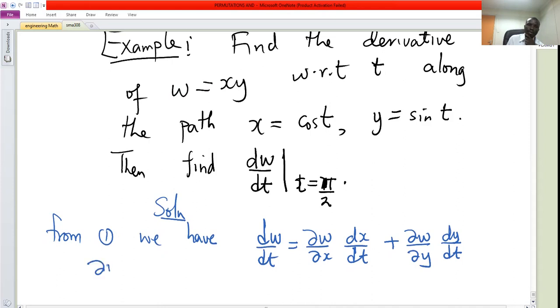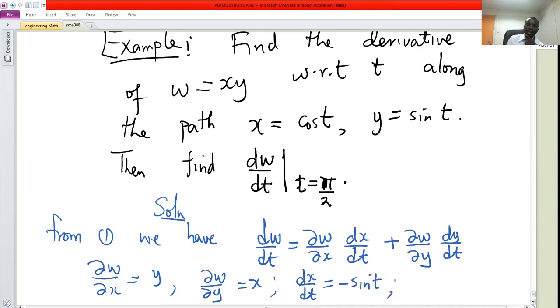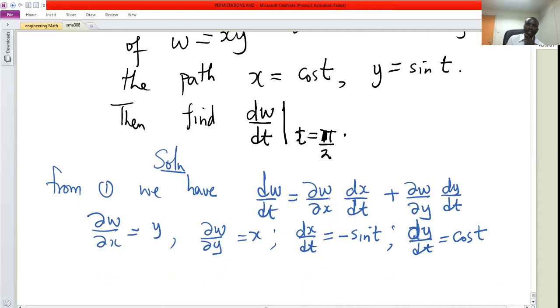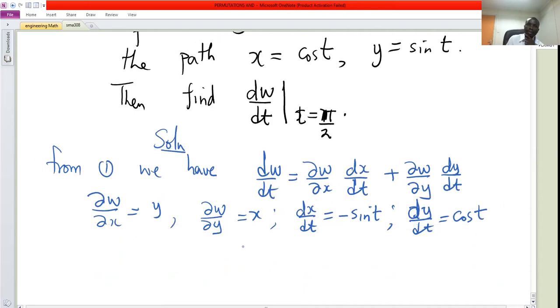So clearly, partial w partial x will give us y. Partial w partial y will give us x. dx/dt will give us, when you differentiate a cosine function, you get a negative sine function. And dy/dt, differentiate a sine function, you get a cos function. So then we just replace these values in the function.